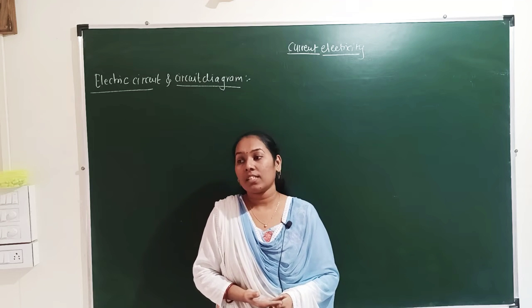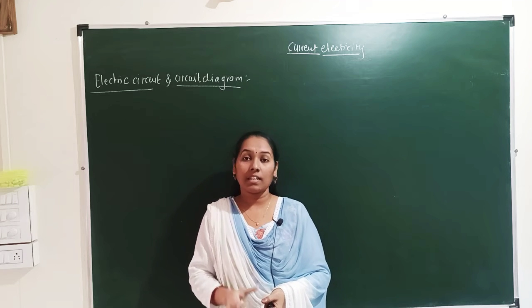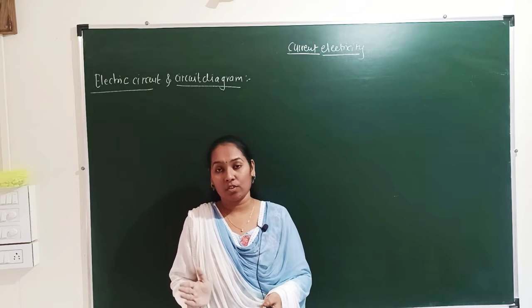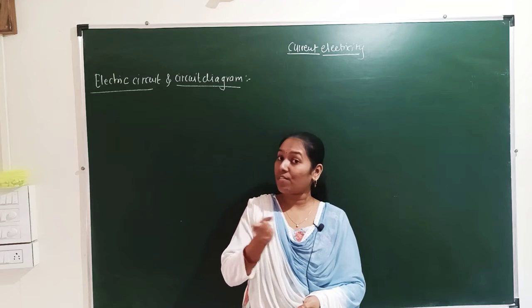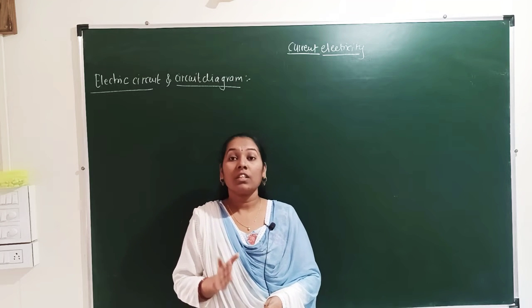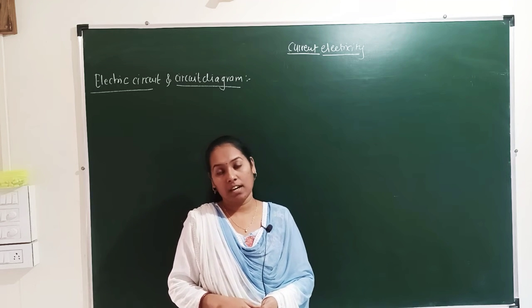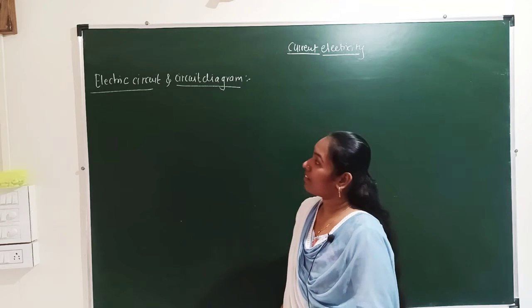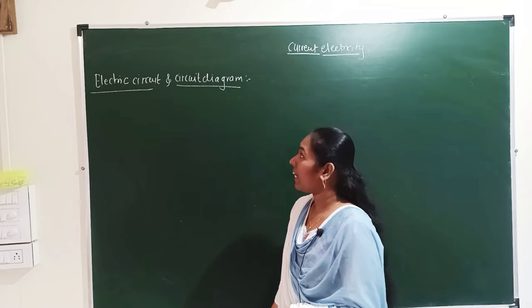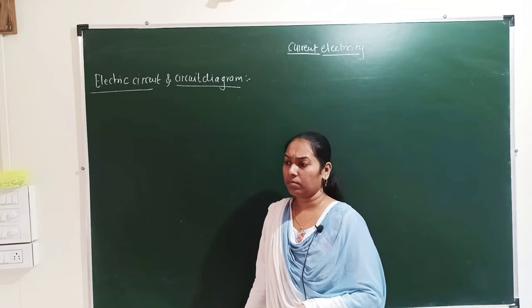Okay, what is resistance? Resistance is the capacity of a conductor to oppose the flow of electrons. And what is resistivity? It is one kind of resistance which has unit length and cross-sectional area. See, in this video lecture we are going to discuss a new point, and that is the electric circuit and circuit diagram.